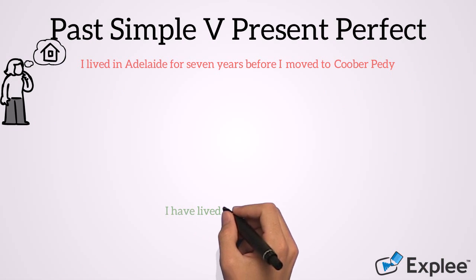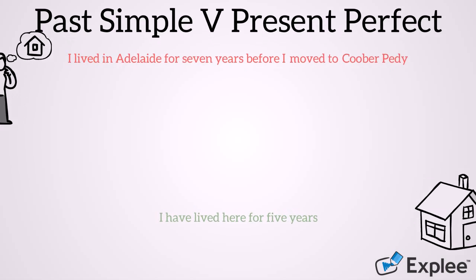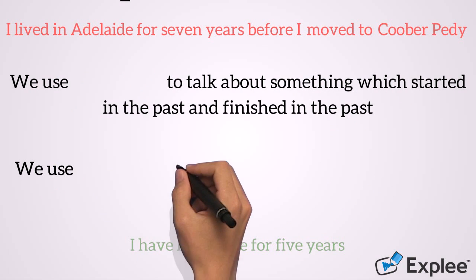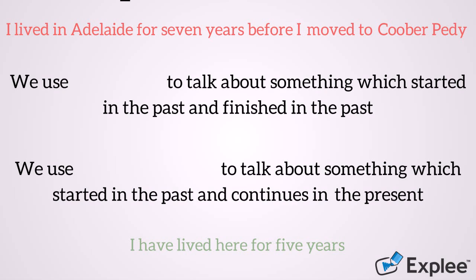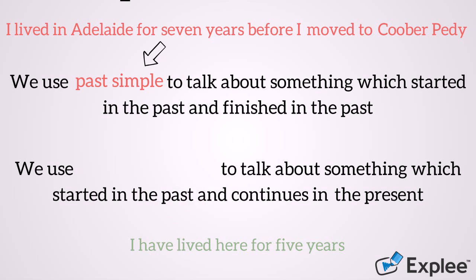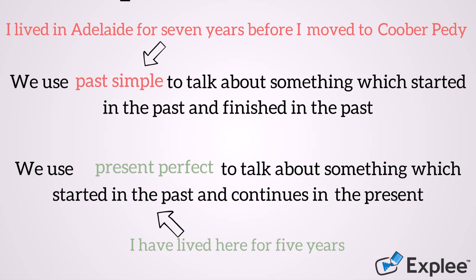Look at the two sentences again. Which one is past simple and which one is present perfect? Which sentence started and finished in the past? Which sentence started in the past and continues in the present? That's right. We use past simple to talk about something which started in the past and finished in the past. And we use present perfect to talk about something which started in the past and continues in the present.